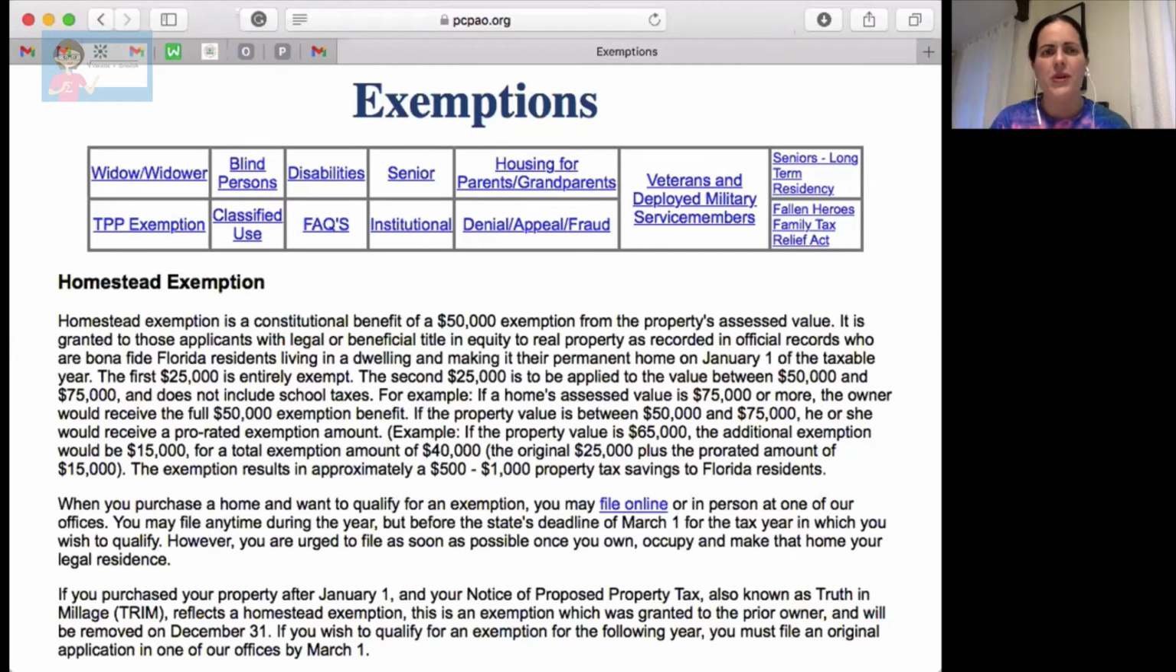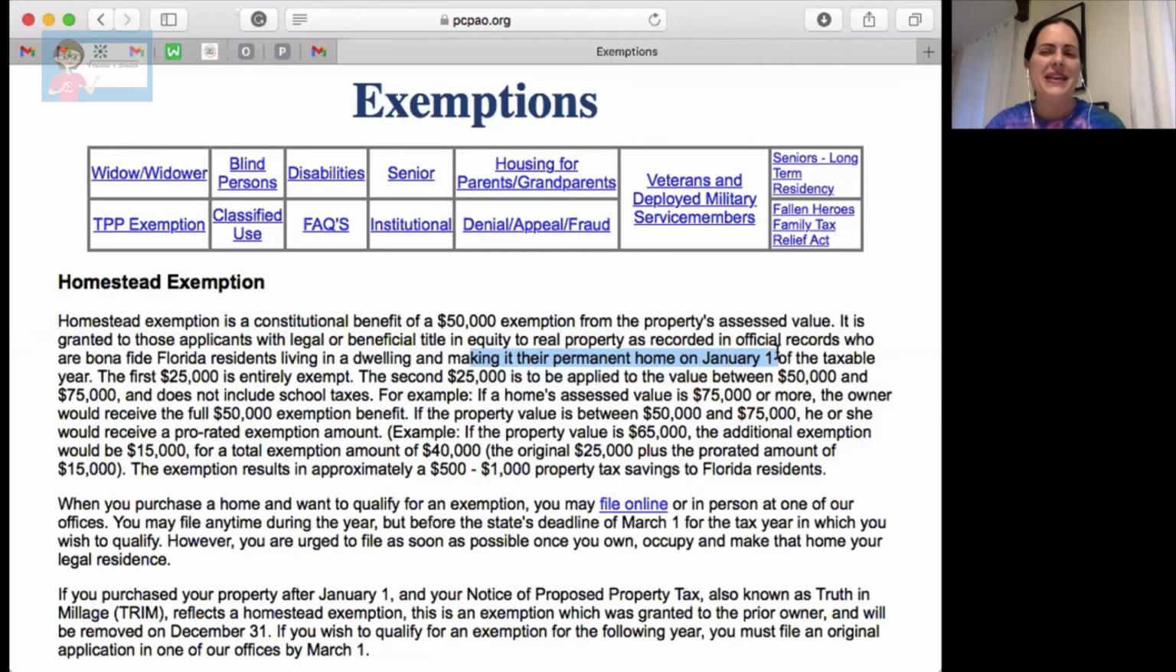And I found this really good website, and I believe it's from Pinellas County. And I'm going to be putting all these links as well in the references. And it basically explains how the homestead exception works. So let's go ahead and do the definition. The homestead exemption is a constitutional benefit of a $50,000 exemption from the property's assessed value. It is granted to those applicants with legal or beneficial title in equity to real property as recorded in official records, and so on, when they make their permanent home, like when you're a resident and you make Florida your permanent home on January 1st of the taxable year, to put it that way.